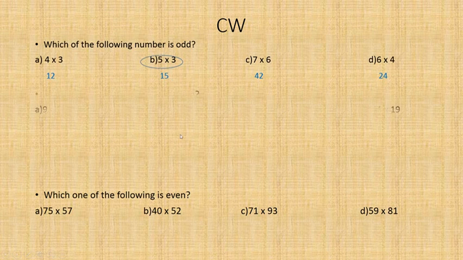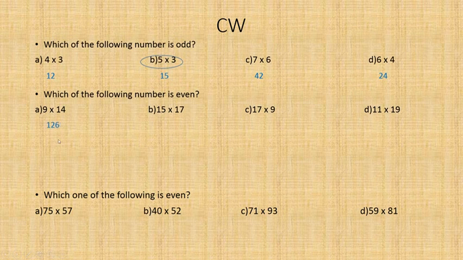Let's go for the second question. It's a little bit harder. Which of the following numbers is even? 9 times 14, which equals 126, and 15 times 17, which equals 255, 17 times 9 equals 153, and 11 times 19, which equals 209. So which of the following numbers is even? Yeah, it's the first one. It's 126. But here it's starting to be hard.